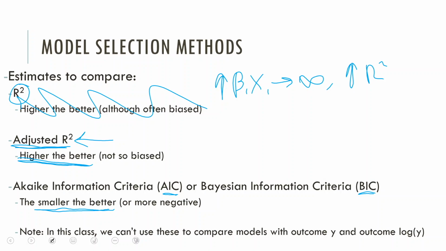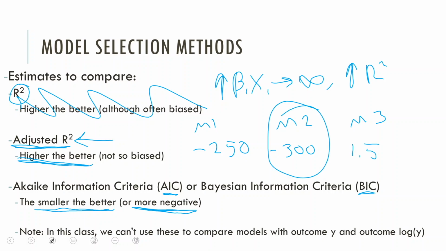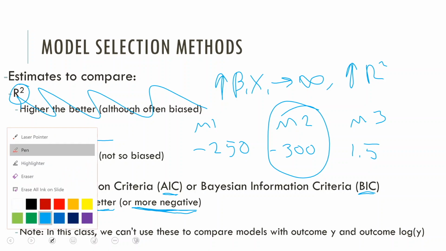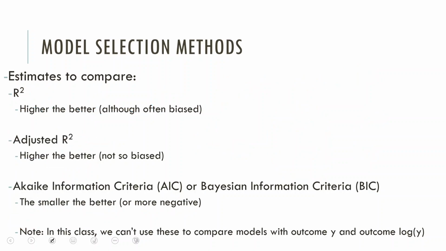Now, another thing too is this, more negative, right? So we're looking at smallness of these values, not necessarily less than zero or close to zero or whatever. So let's say that you get some model, let's say model 1 is negative 250, and then model 2 is negative 300, and then model 3 we'll say is 1.5 or whatever. You would pick model 2 here, because that's the smallest out of all of them. Kind of confusing, but more or less that's what the goal is with comparing AICs or BICs. Same thing.